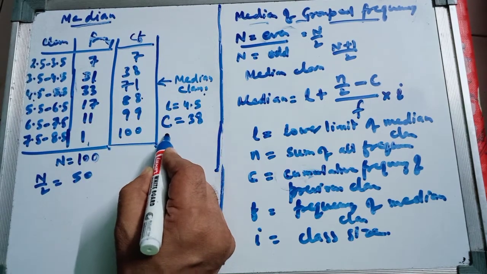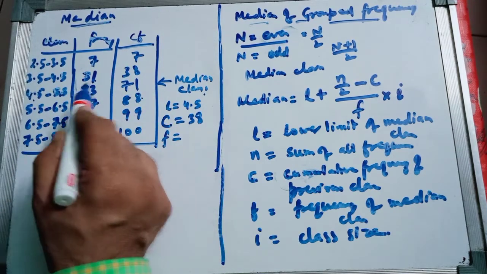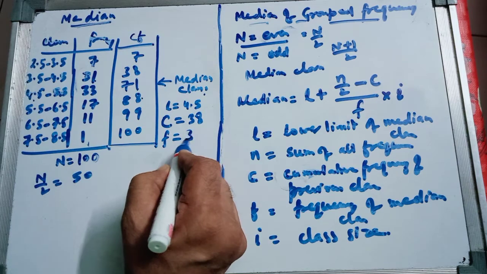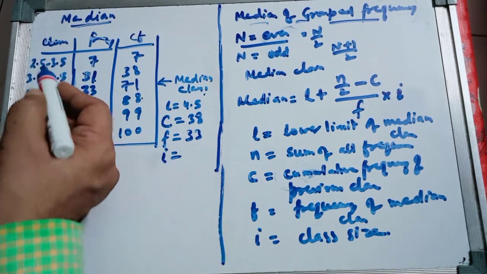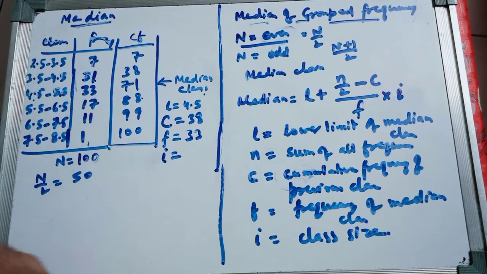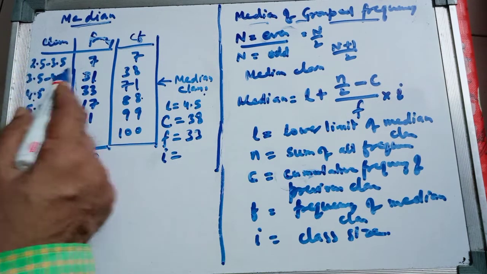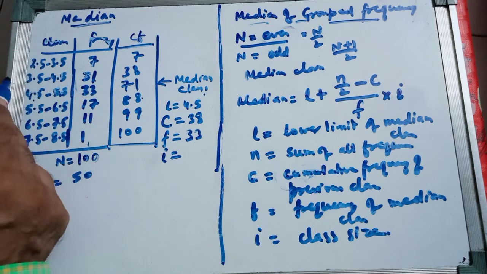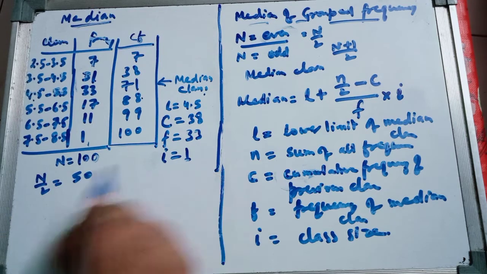And what is the value of the small f? Small f is the frequency of the median class. So the frequency of the median class is 33. And i is the class size. Class size means upper limit minus lower limit if it is a continuous class. If it is a discontinuous class, then upper limit minus lower limit plus 1. So i is 1 only.